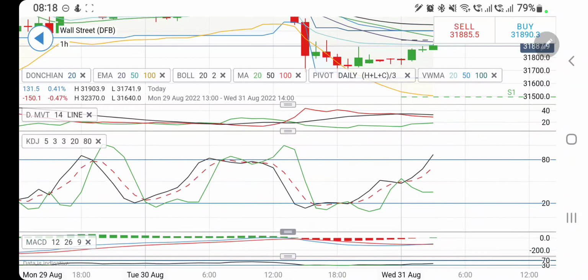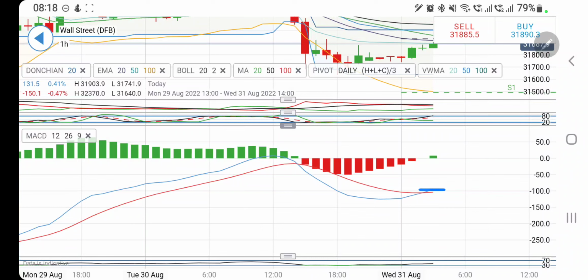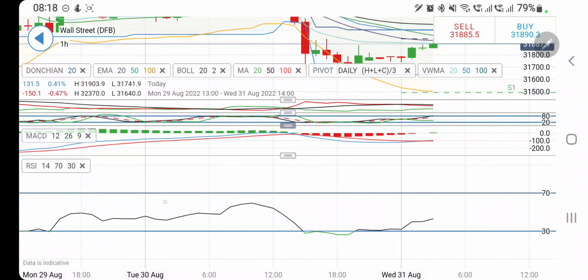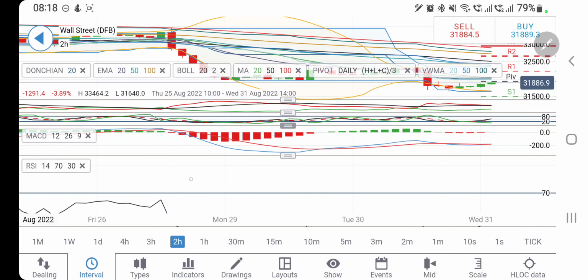Directional movement is bearish. Stochastic is overbought now on the hourly charts, and the MACD has also crossed over and it is divergent and it is bullish. Let's see if it gives you further greener candles from here. RSI 2 is looking upwards now.